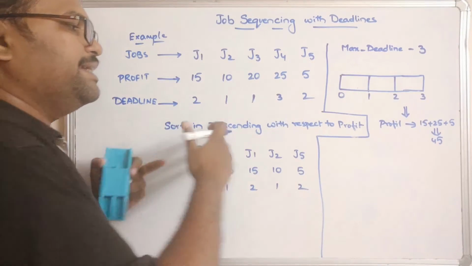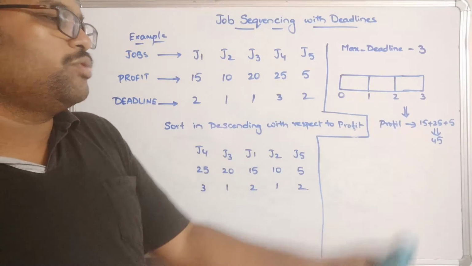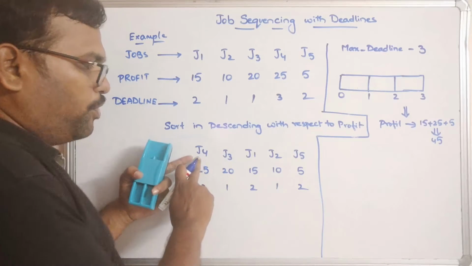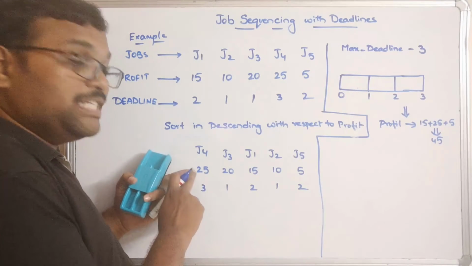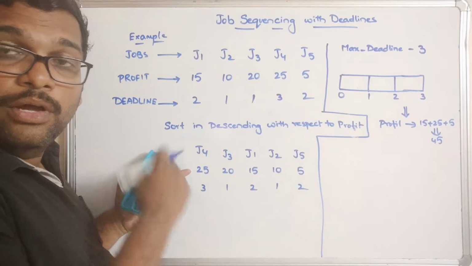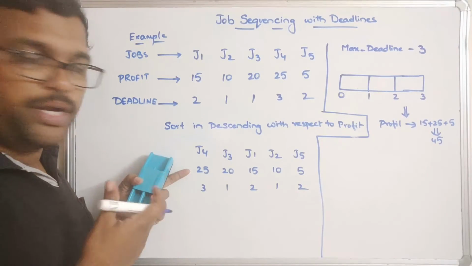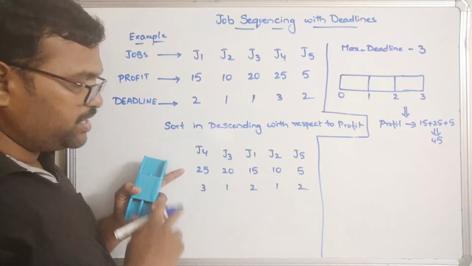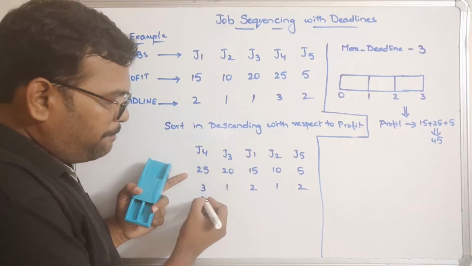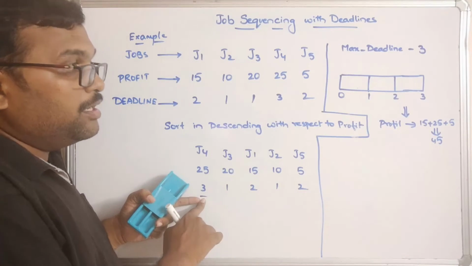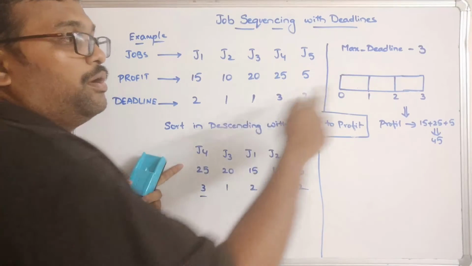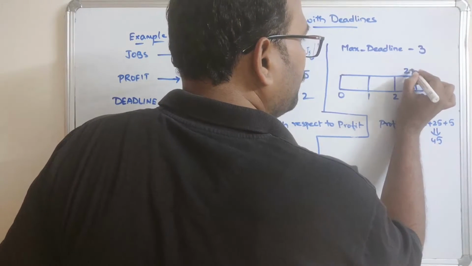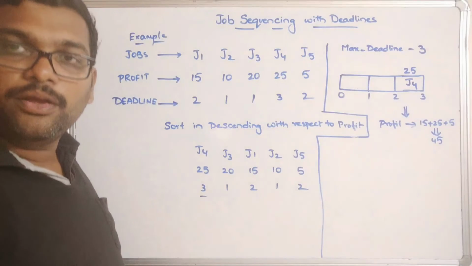Sort in descending order with respect to the profit. So this we have done. Now what are we doing? First J4, the process with the highest profit. So the constraint is the highest profit. Based upon the profit, we are arranging the jobs in descending order. What is the maximum deadline limit? 3. So we can assign J4 in the last slot, J4 with 25. Okay, hope you understood.